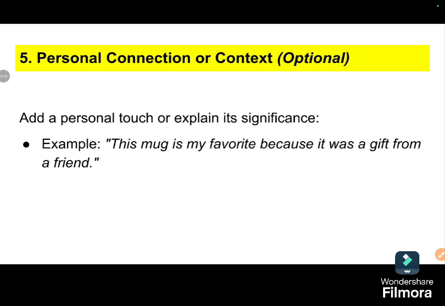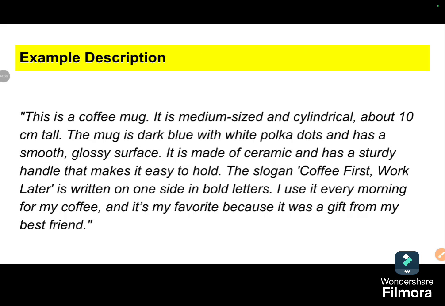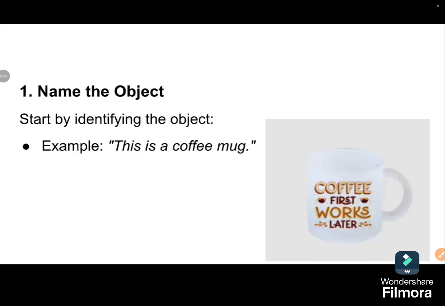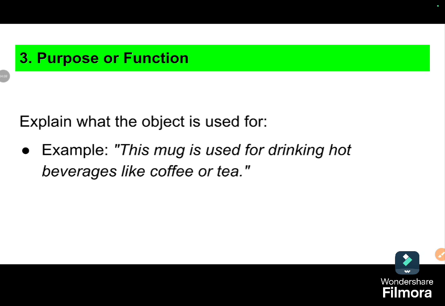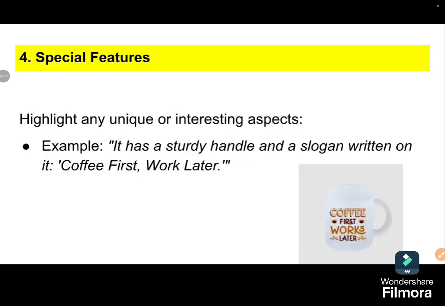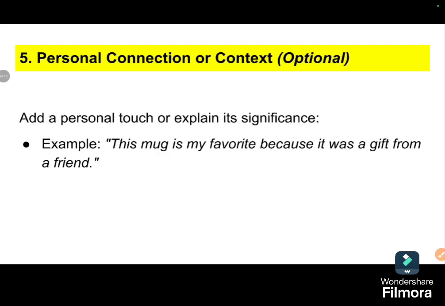And finally, personal connection or context. It's optional, but if you want to talk about it, you can. Add a personal touch or explain its significance. How is it important to you? For example, this mug is my favorite because it was a gift from a friend, right? So 5 things we looked at. First one, name of the object. Second, physical description. Third, purpose or function. Fourth, special features. Fifth, personal connection or context.